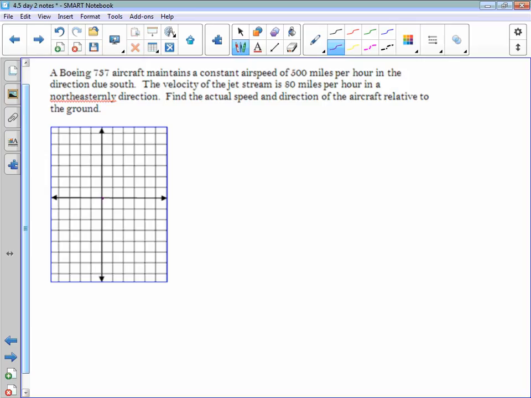Okay, so we're going to start from the origin. So 500 miles, I'm just going to take up 5 spaces. So that is what the plane is doing to begin with, right? That's the vector for my plane. It's flying due south, 500 miles an hour. So let's write the component form for that vector. What would you tell me? Think about the ordered pair. Where does the vector end up?